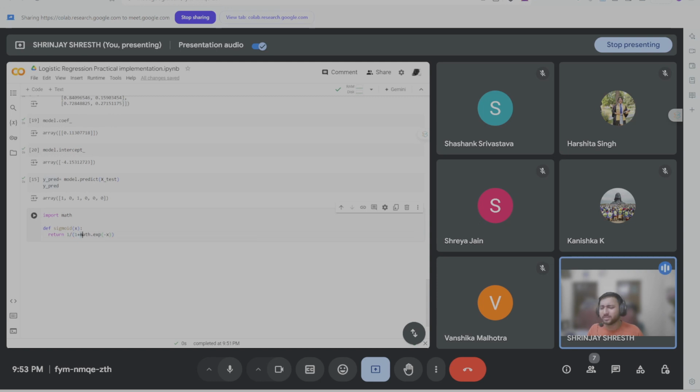If you would not like to use this, you may use something equivalent, return 1 over 1 plus 2.71 raised to the power minus x. You can also do it like this, no issues, but I'll prefer to use the first way.